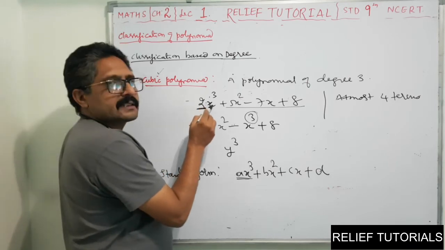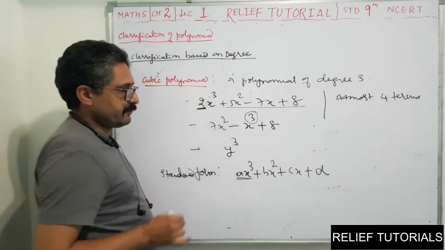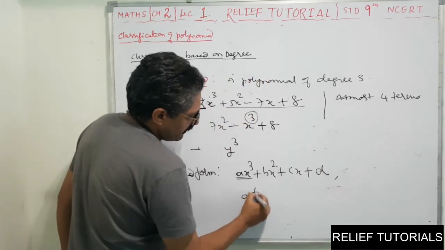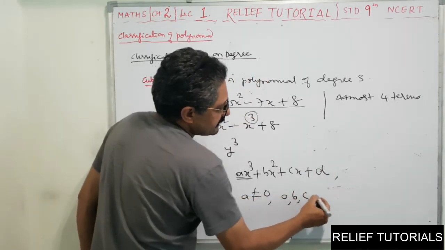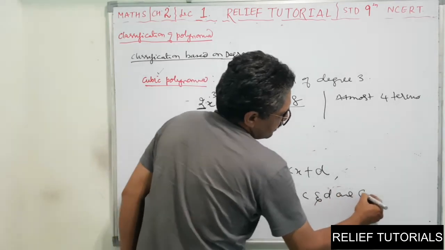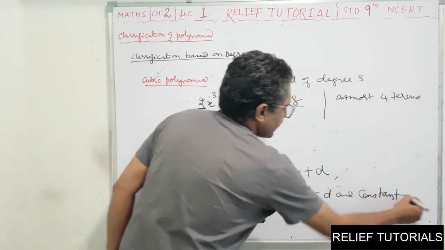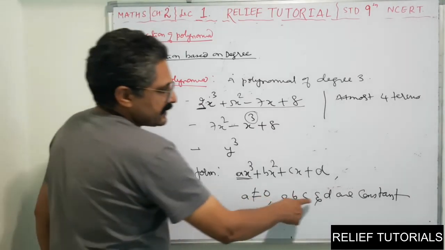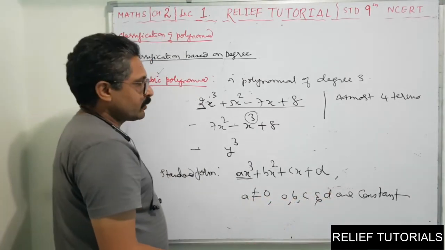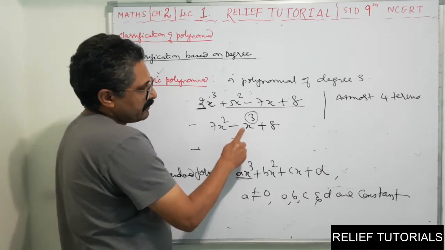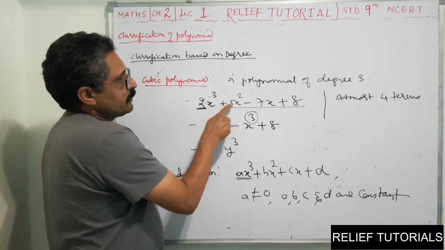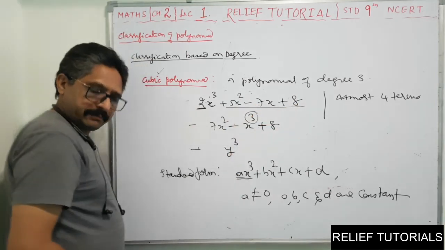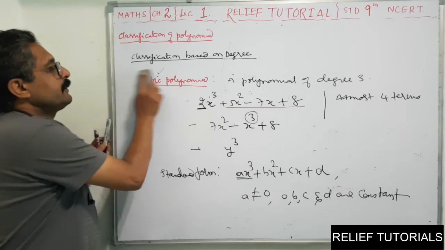This is the term with highest power. Its coefficient is called the leading coefficient. So now here we can say a is not equal to 0 and a, b, c and d are constants. You got it? So these a, b, c, d are constants. They are real numbers, whatever they may be. See here, a is 2, b is 5, c is -7 and d is 8. So this is a cubic polynomial.